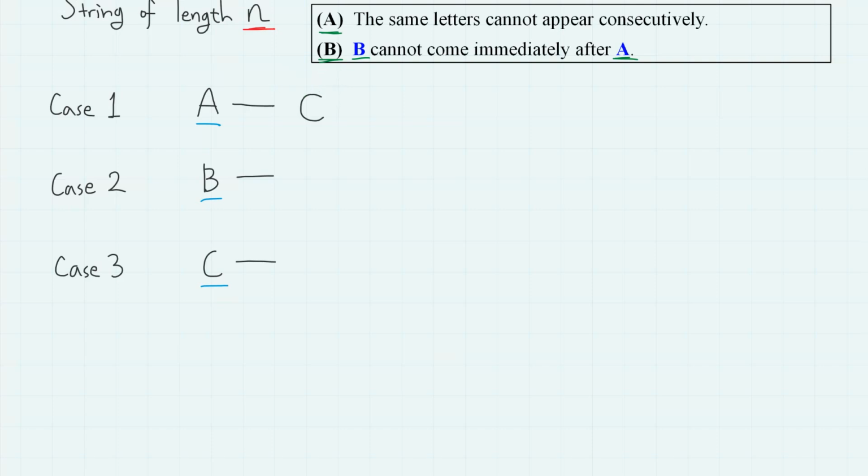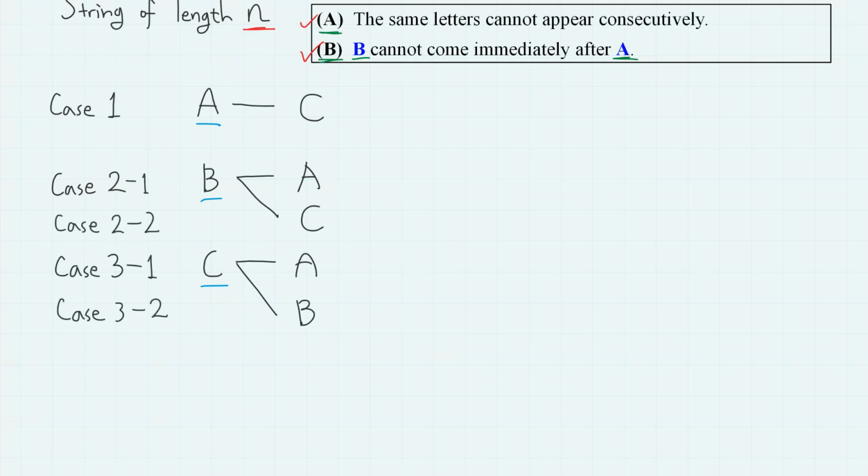However, as for cases 2 and 3, rule B does not apply, hence the only rule we need to care about is A, forbidding the same consecutive letters. Therefore, after B, we can have either A or C, and after C, we can have either A or B. Let us name these cases case 2-1, 2-2, 3-1, and 3-2.